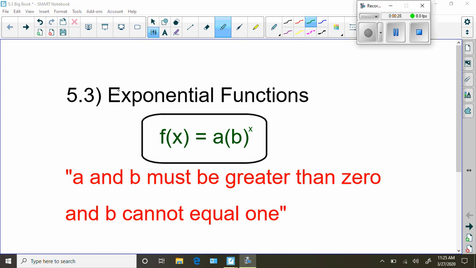This is 5.3. This is the first section on this long break that we've had where I've actually had to have a lesson, okay? You guys should have known the rules for exponents for the past 8 days worth of classes, right? Okay, but now we're going to learn some new stuff. The first thing that we're going to learn is exponential functions in the form of f of x equals a times b to the x.